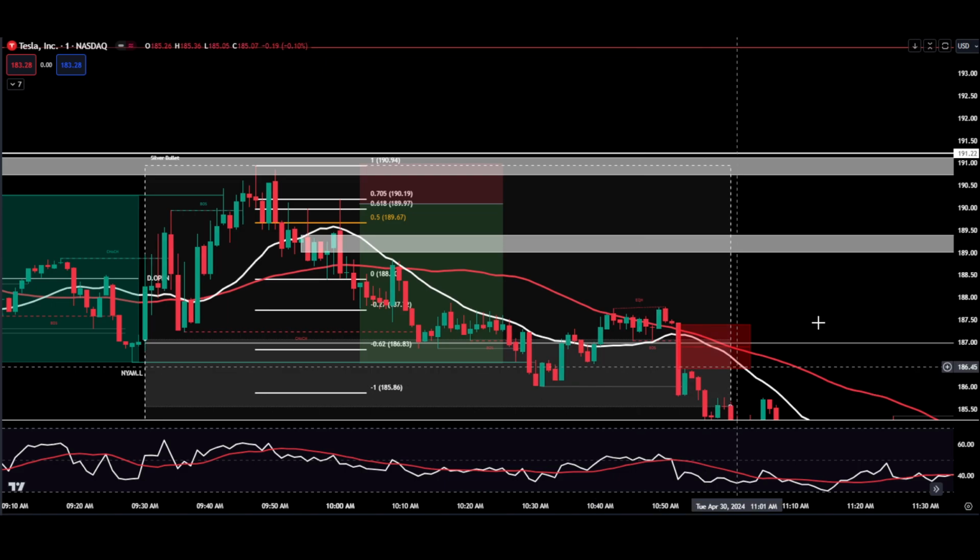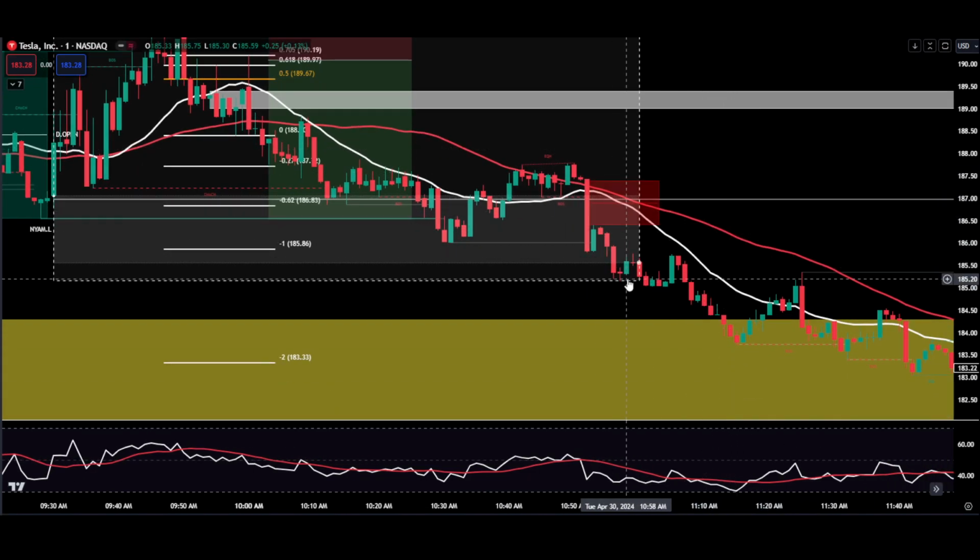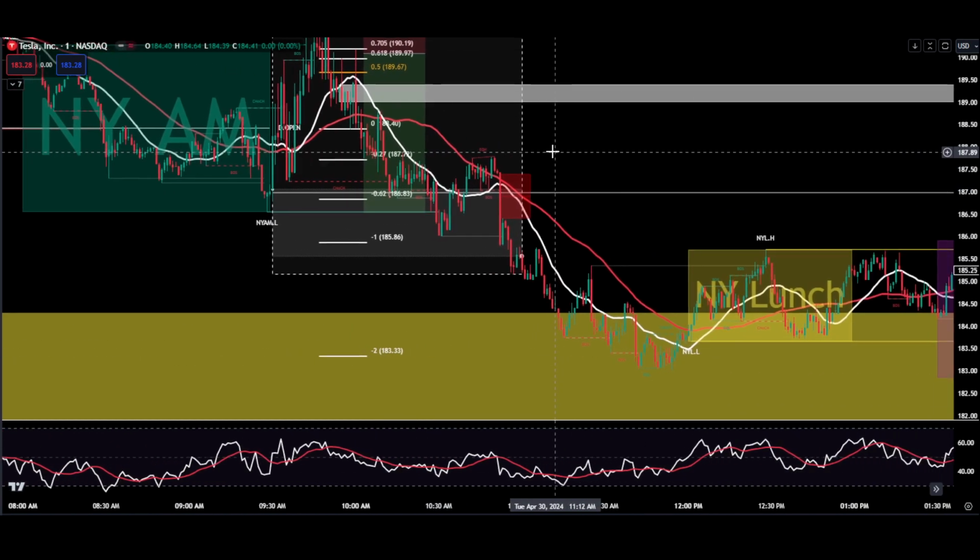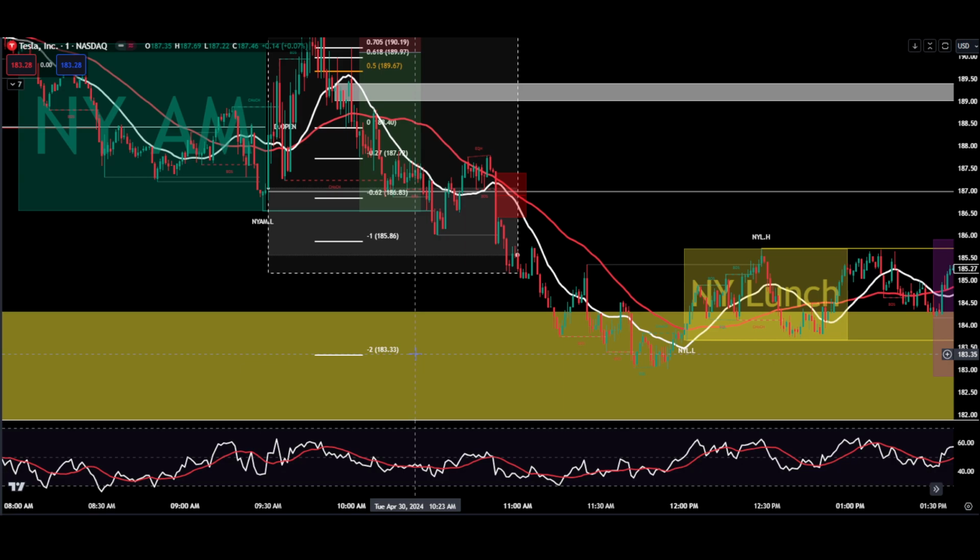We hit it during the silver bullet time macro. If you let it ride a little bit further, you got a little bit more out of it. We ended up hitting symmetrical swing. We ended up hitting 2 standard deviations. So the tools work, if you know how to work them.